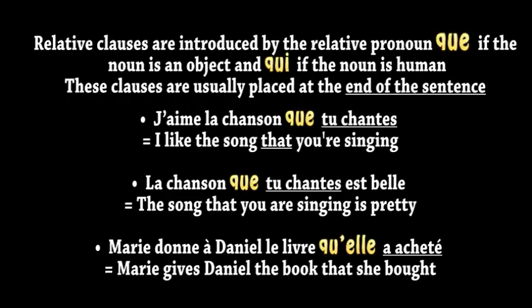An example, j'aime la chanson que tu chantes. I like the song that you're singing. La chanson que tu chantes est belle. So in the first example, que tu chantes is at the end of the sentence. La chanson que tu chantes est belle. The song that you're singing is pretty, would be the translation.